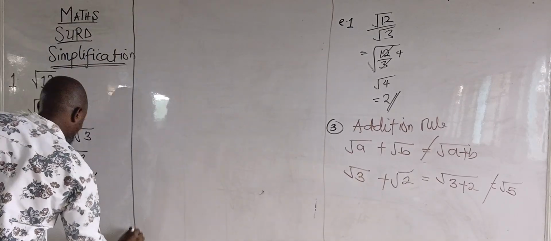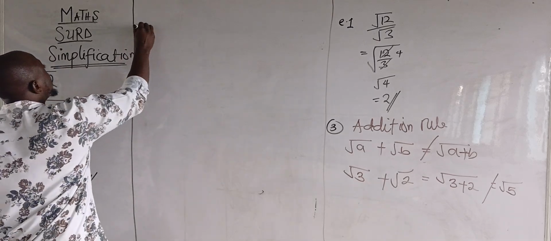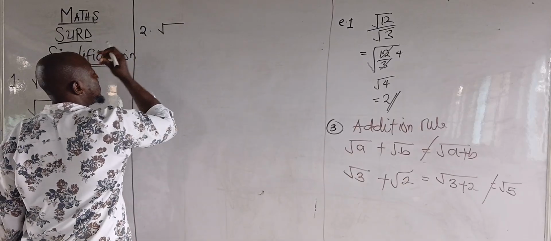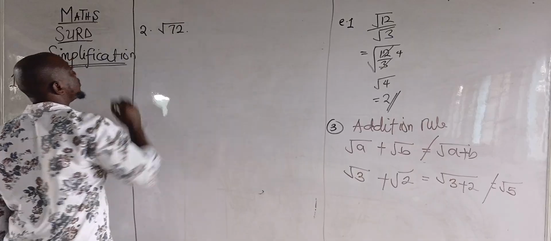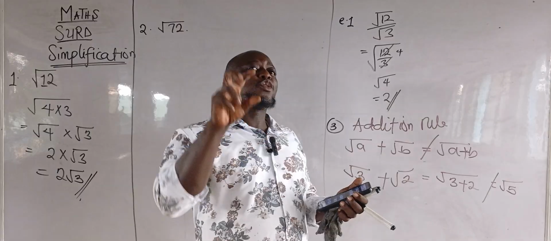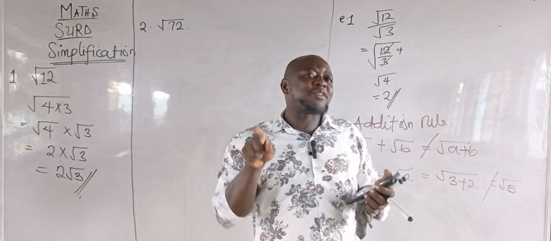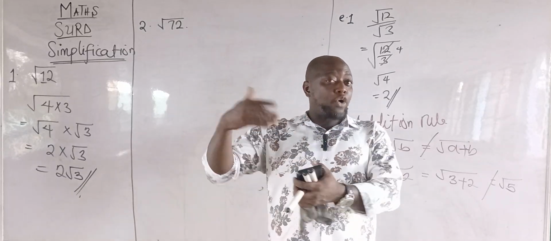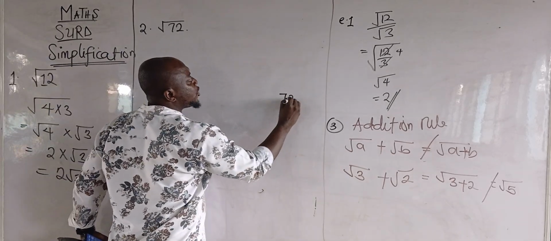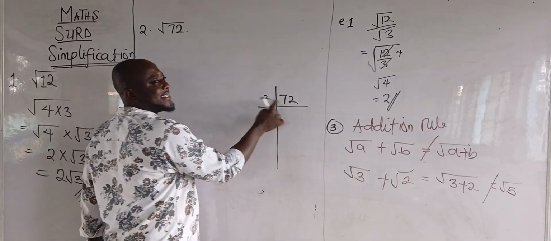Next number, let's do 72. Like I said, bear in mind that from this 72 we are going to produce a perfect square number and an irrational number. Don't forget that. So what do we do? Take this 72, remove it from the root first, and then divide by the smallest number. The smallest number that can start dividing this now is 2.